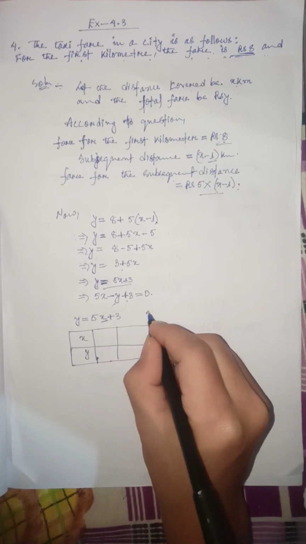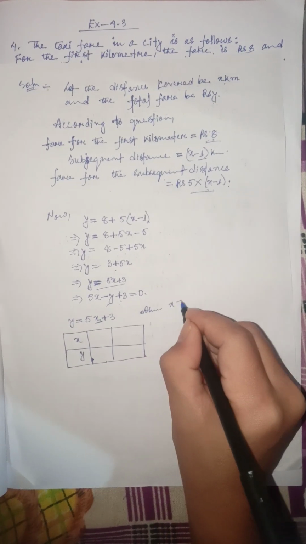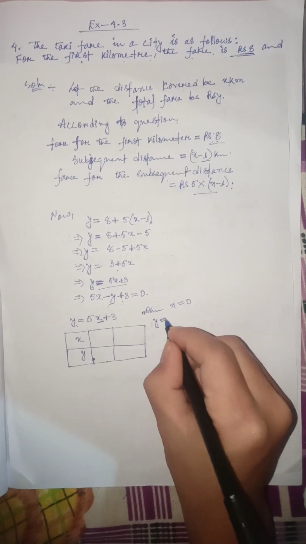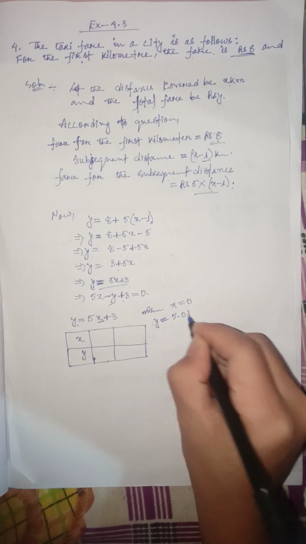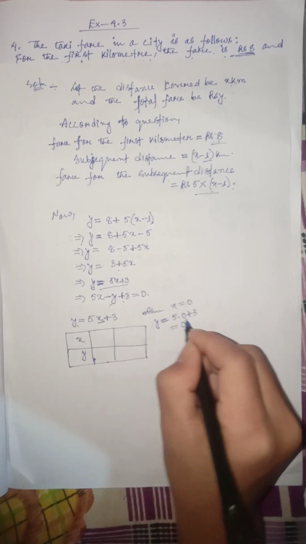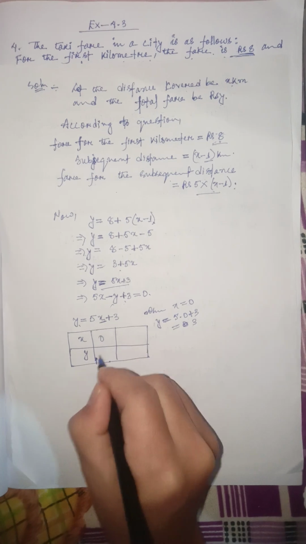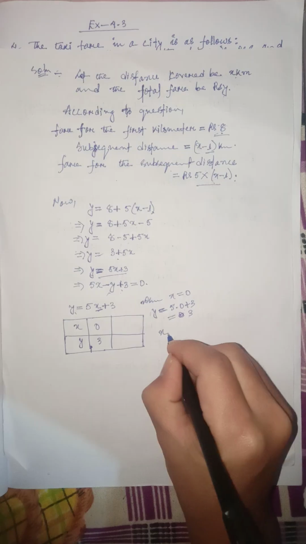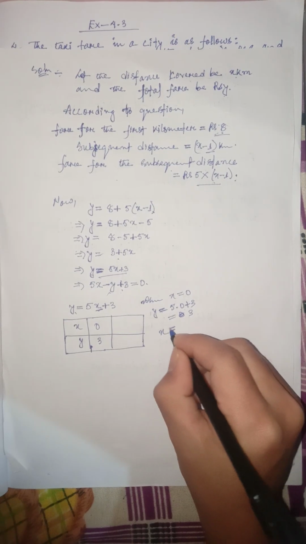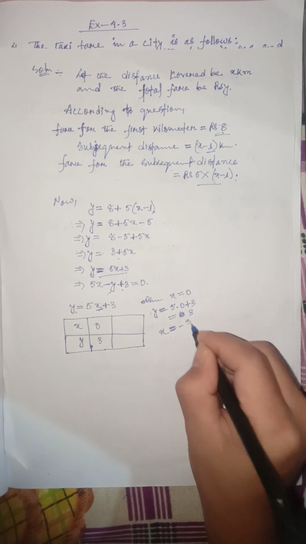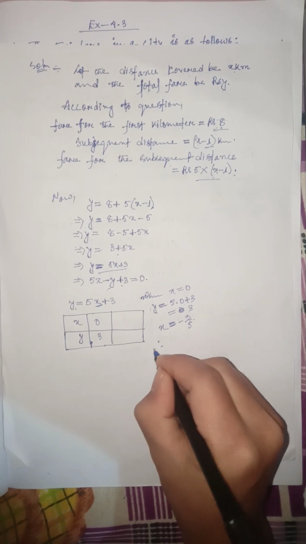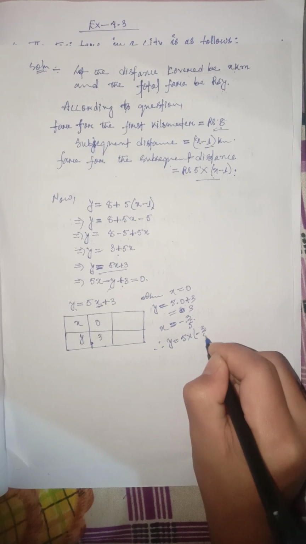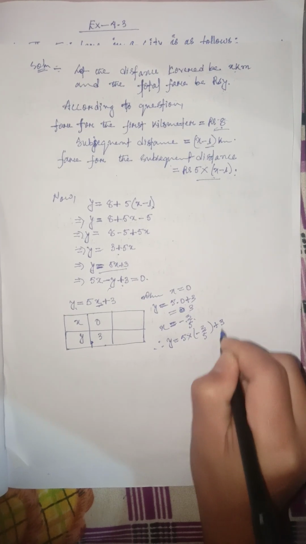Whenever we put the value of x equal to 0, what will be the corresponding value of y? It will be 0 plus 3, which is 3. So the point is (0, 3). And if you put the x value as minus 3 by 5, then the corresponding y value is minus 3 by 5 times 5, plus 3, right?